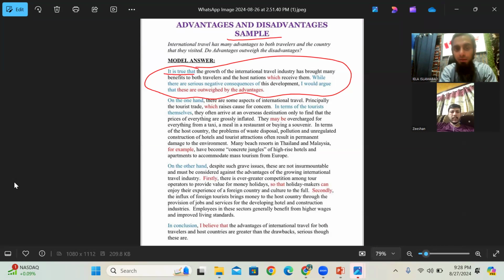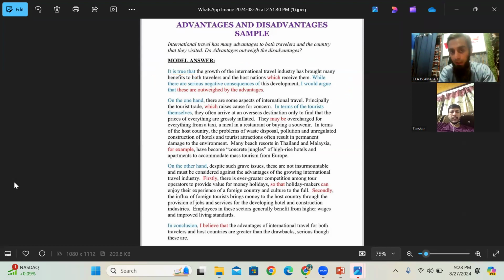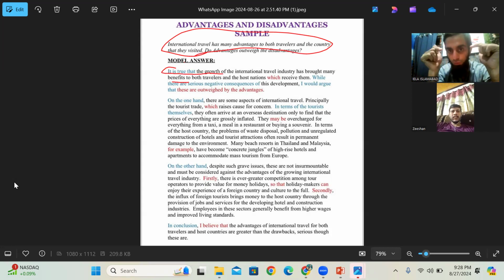See, it is true that it's also a proper starting. When you write that, remember guys, there should never be a comma before or after. So no comma here, before or after. It is true that the growth of the international travel industry has brought many benefits. Now, let me clarify. This is the topic, and here we have to write the topic in our own words along with paraphrasing, right? This is called paraphrasing, and then we have to clarify what we think and what we will discuss, right?